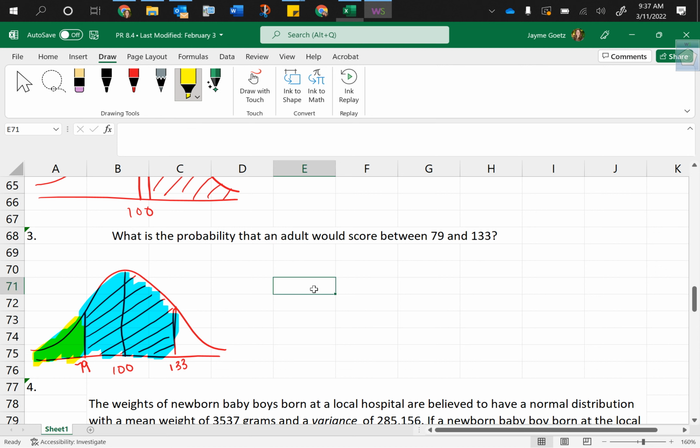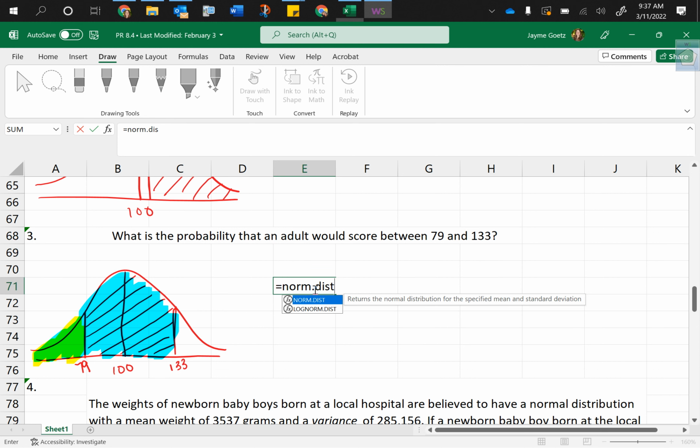So we're going to have equals norm.dist, and we're going to start with the big one. So 133, 100, 15, and true. Close those parentheses. And then we're going to subtract norm.dist of the smaller one. What's my smaller one here? 79, 100, 15, and true.